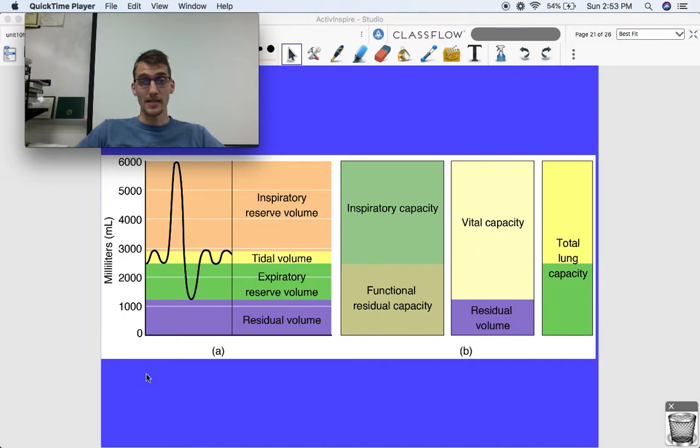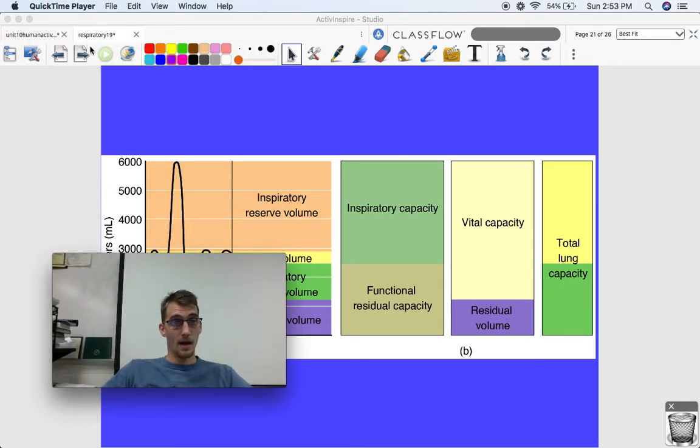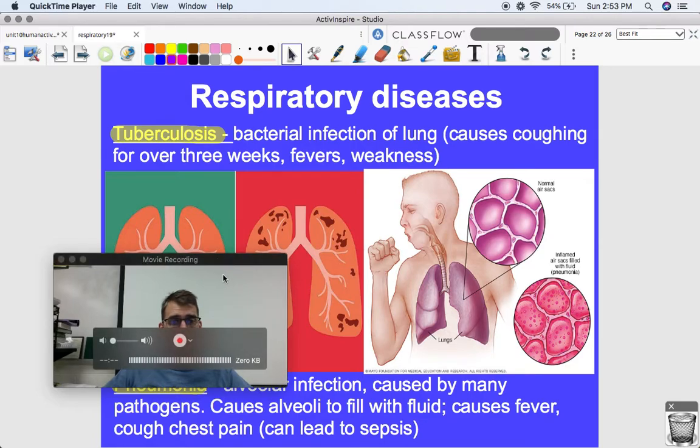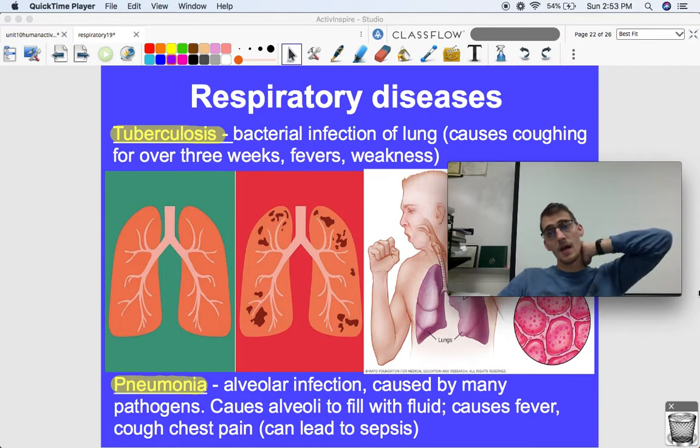That's called our vital capacity, and there's our residual volume, but the total lung capacity is all of this together. So that's a little bit about breathing. Now let's get into when breathing doesn't work properly. Let's talk about a few respiratory diseases.